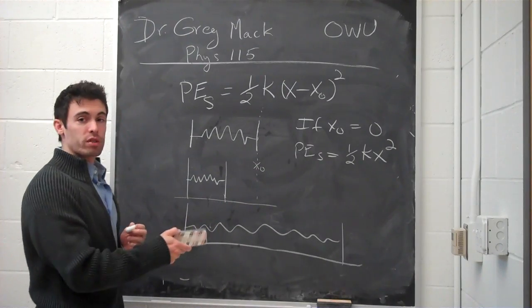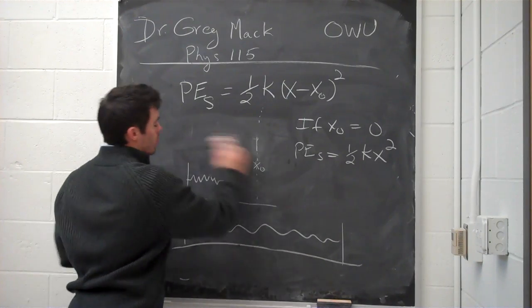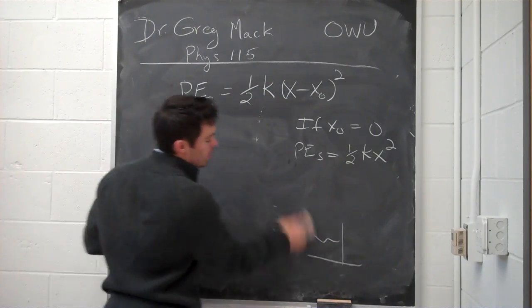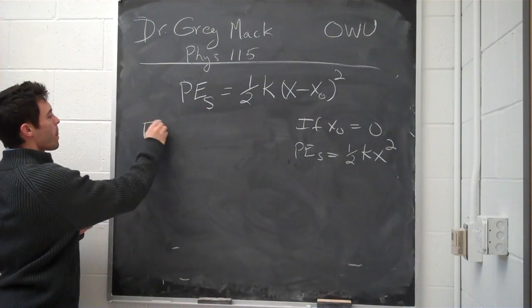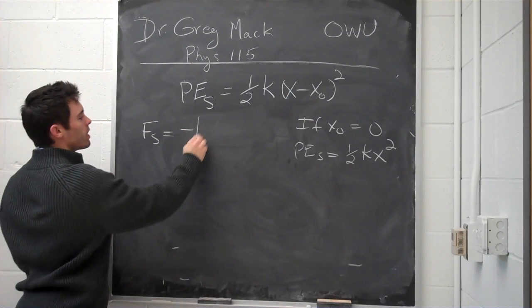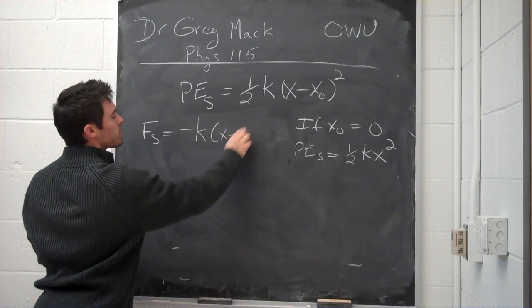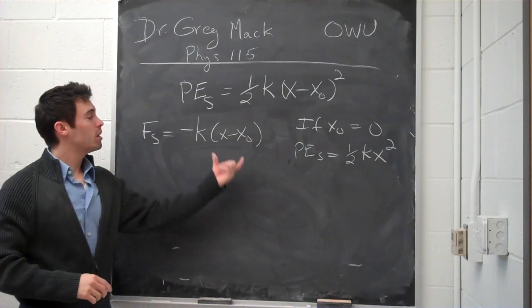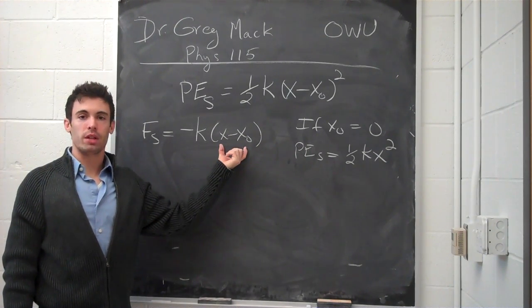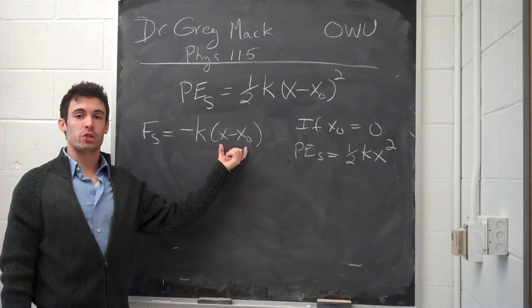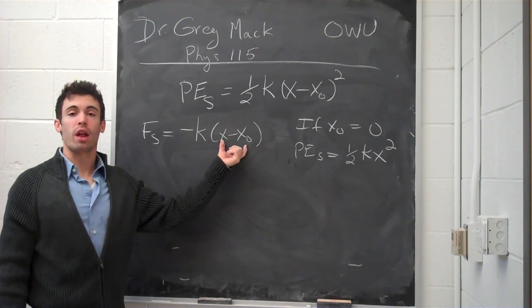This comes with a force, of course. So the force associated with this is equal to negative k times (x minus x0). Again, it depends on the distance it's been stretched or compressed from the equilibrium point, from the place where the spring doesn't have any energy stored in it.